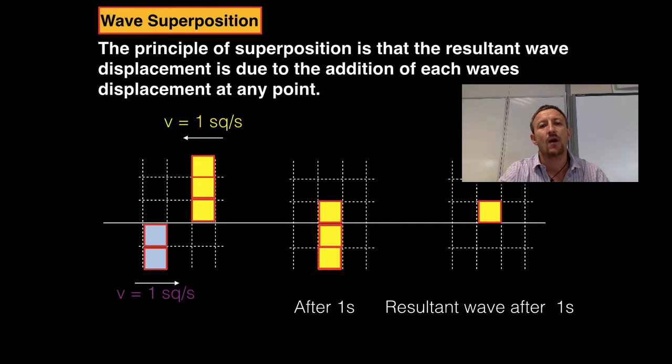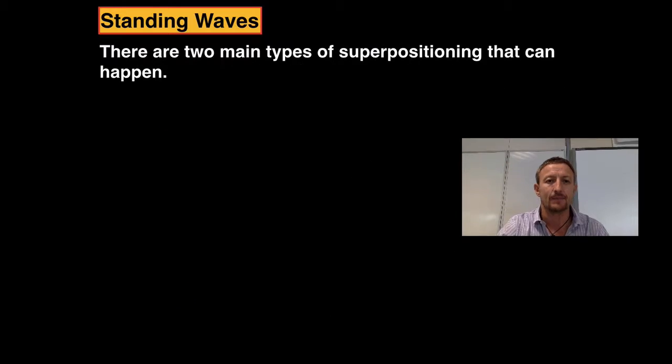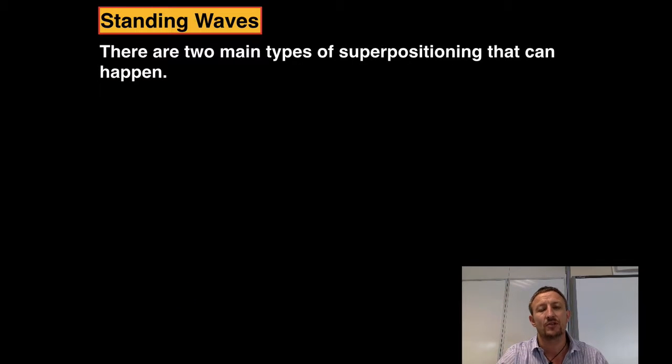So let's see what we get when we look at a continuous wave. What is actually going to happen when we've got that continuous wave meeting? All right, well we're basically producing what's known as a standing wave. A standing wave is what happens when I get a continuous incident wave meeting a continuous reflected wave.